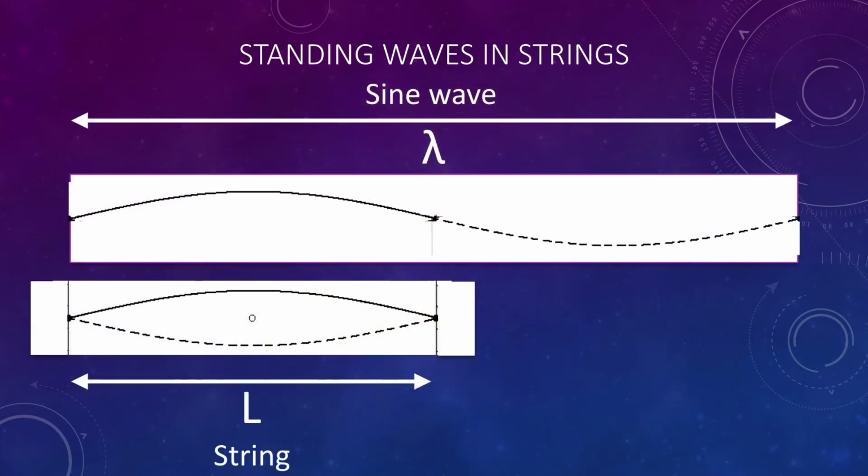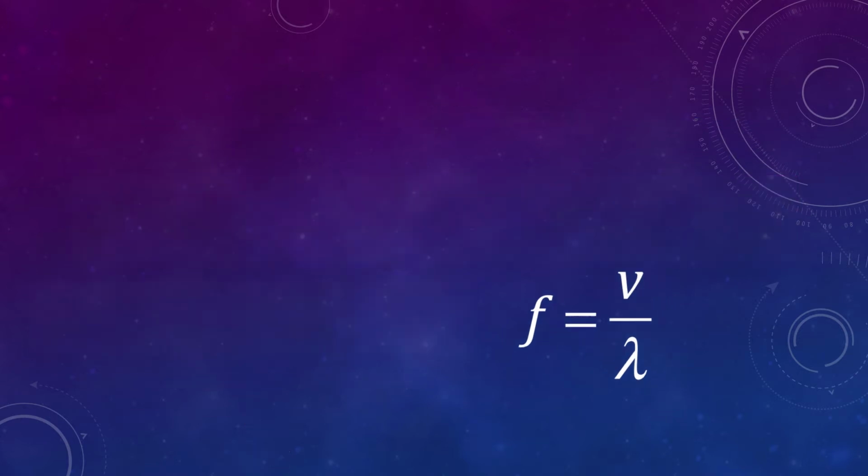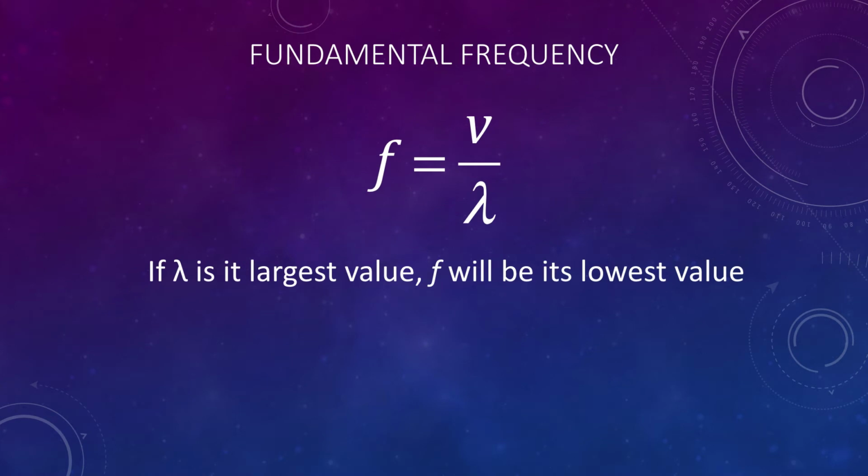The first possibility would be to have half a wavelength. This would be the longest possible wavelength, since no longer wavelength could have nodes at the ends of the string. Let's go to our wave formula. Frequency equals velocity over wavelength. Remember that frequency is inversely proportional to wavelength, and velocity is constant, assuming the tension of the string stays constant. We can see that since the wavelength is the longest possible wavelength for a standing wave in the string, then the frequency would be the lowest possible frequency for a standing wave in that string.